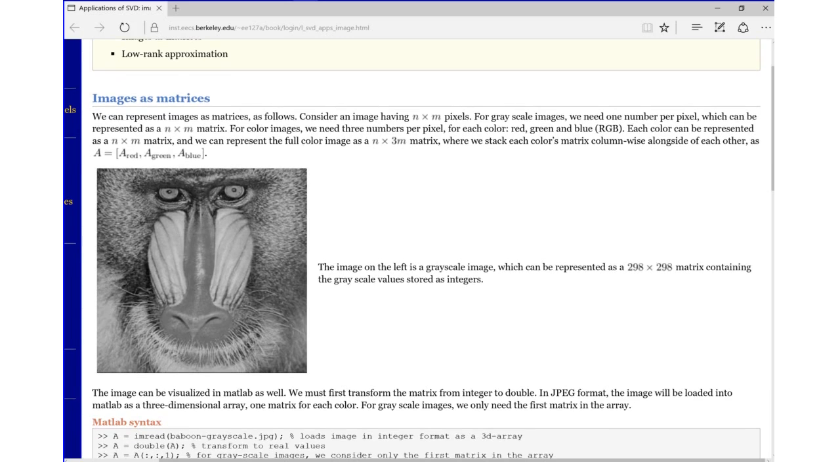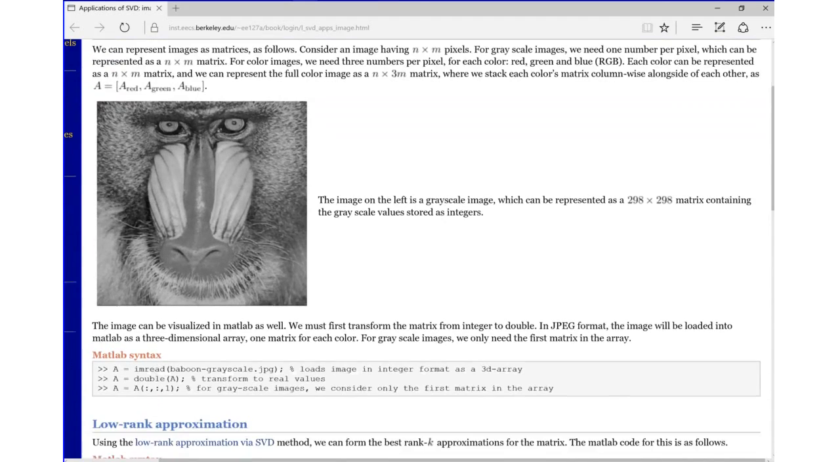Now, if you just concentrate on a grayscale image like this one, again 298 by 298, it's a matrix, and for that matrix you can, of course, compute the singular value decomposition. So you can find the singular values of that matrix. Now, this matrix will have 298 singular values, a lot of singular values. And imagine them being arranged in decreasing order, from the largest to the smallest.